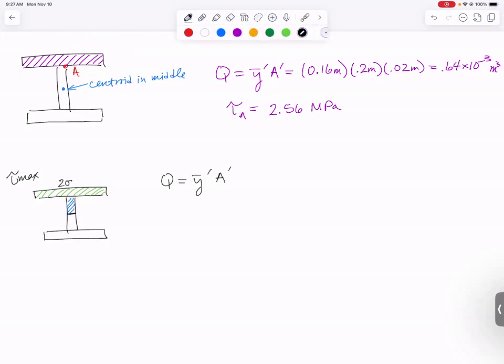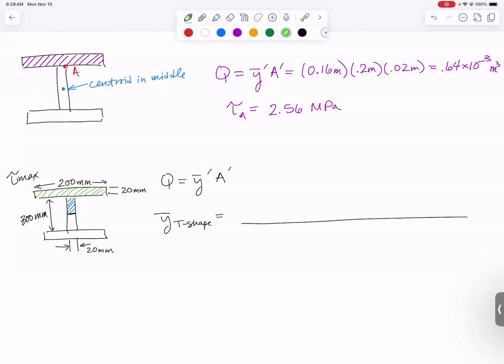First, let's draw on here all of the dimensions that matter. This was 200 millimeters wide. Each of these were 20 millimeters thick. And the web in the middle was 300 millimeters tall. So if I want to find the centroid of the T shape, you remember how we find centroids? It's the centroid of each shape times their area. Add them all up, divide by the total area.